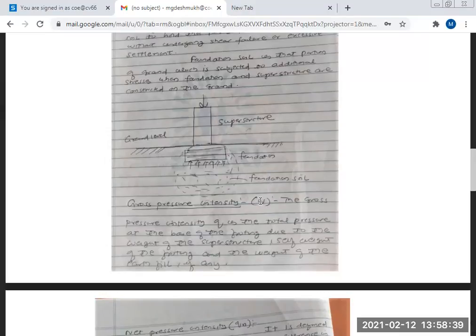So what is gross pressure intensity? It is denoted by small q. The gross pressure intensity, q, is the total pressure at the base of the footing due to the weight of the superstructure, self weight of the footing and weight of the earth fill if any.